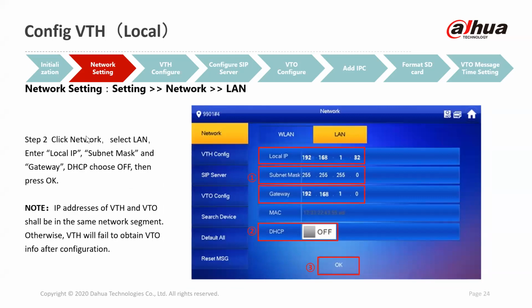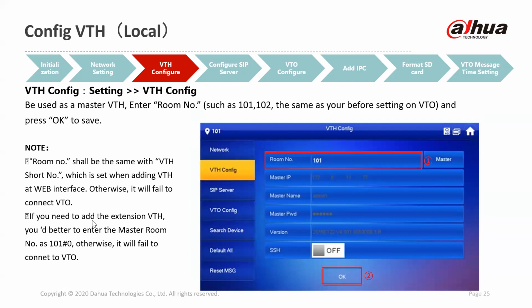Then step 2, click network, select LAN, enter local IP, subnet mask, gateway, DHCP, choose off, then press OK. The IP address of the VTH and the VTO shall be in the same network segment. Otherwise, the VTH will fail to obtain the VTO info after configuration. In the VTH setting, VTH config, the room number shall be the same with the VTH. If you need to add the extension VTH, you better enter the master room. Otherwise, you'll fail to connect the VTO.